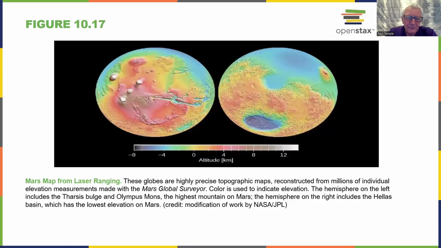And this is a Mars map from laser ranging. That's where they shoot a laser down, and then as it reflects back, they measure the distance very accurately. If you notice, there's a crack here, and this crack goes about a quarter of the way around the planet. You could put like 100 Grand Canyons in that crack. It's a really big one.